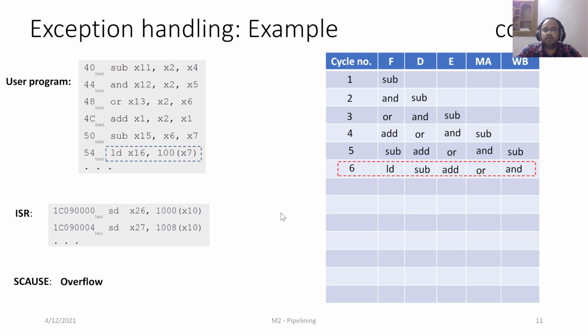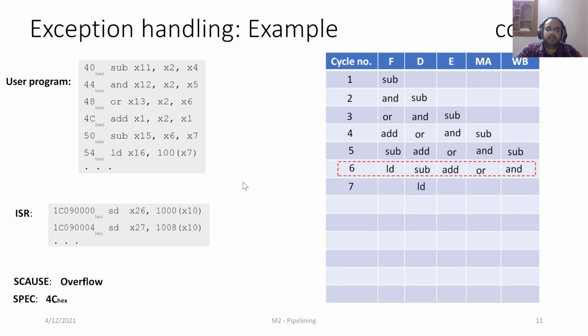This reason will be noted by the operating system, and it will store the PC that has resulted in this fault or exception in another specialized register which is called SEPC. So here the add instruction has resulted in a fault, so its PC, which is 4C, will be written into SEPC. After this, the operating system will start loading, or executing, the instructions from the ISR, right?